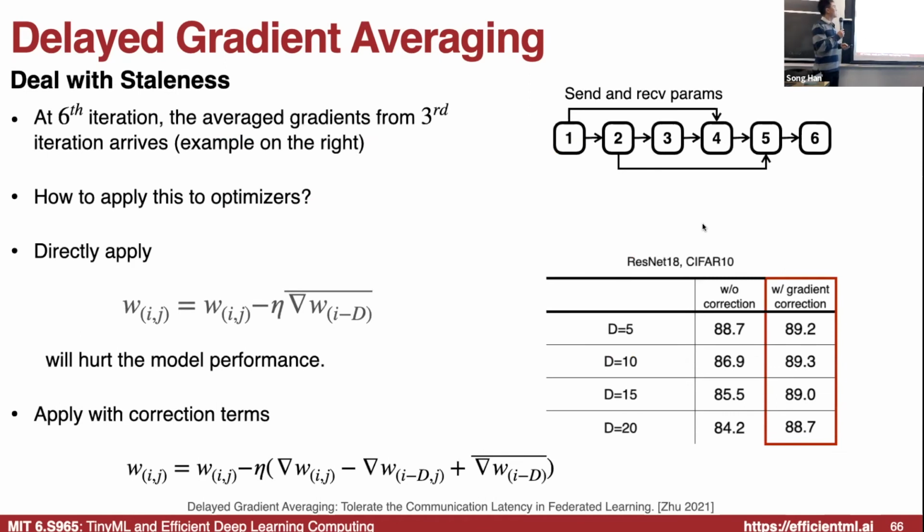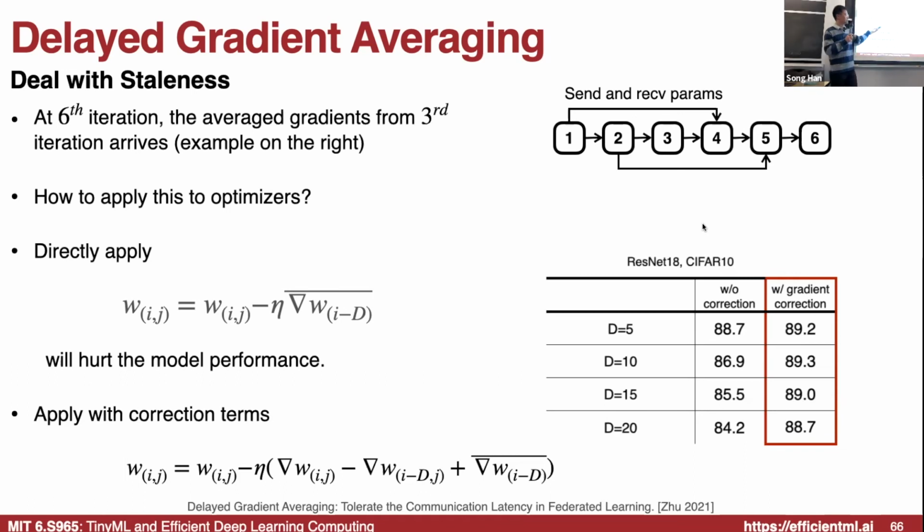So in this slide, we are showing this example in a more concrete manner. Here we have 6 timestamps. At the 6th iteration, the average gradient from the 3rd iteration arrives. Similarly, for the 5th iteration, the gradient from the 2nd iteration arrives. For the 4th iteration, we receive the gradient from the 1st iteration.